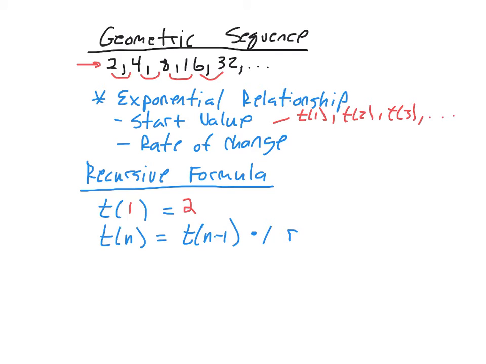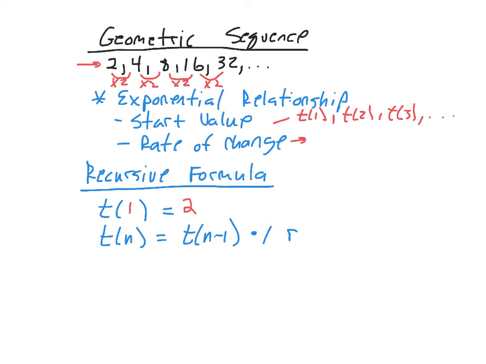Ratio, fraction. I take the next number, divide it by the previous number, or the current number. 4 divided by 2, 2. So I'm multiplying by 2 each time. If I multiply 4 by 2, I also get 8. And if I multiply 8 by 2, I get 16, and etc., etc. Guess what? My rate of change, I found it.